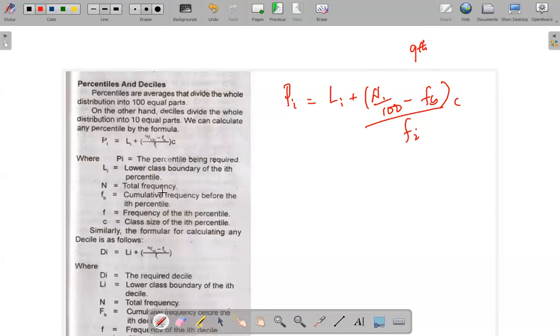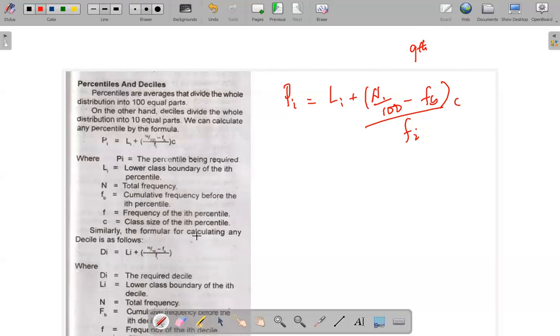N is the total frequency, Fb is the cumulative frequency before the ith percentile. So in the case of the ninth percentile, my Fb will be the cumulative frequency before the ninth percentile. And C is the class size of the percentile. So if my percentile is 9, I will need to trace it back to the class boundary to know the class size, which is the difference between the upper class boundary and the lower class boundary.